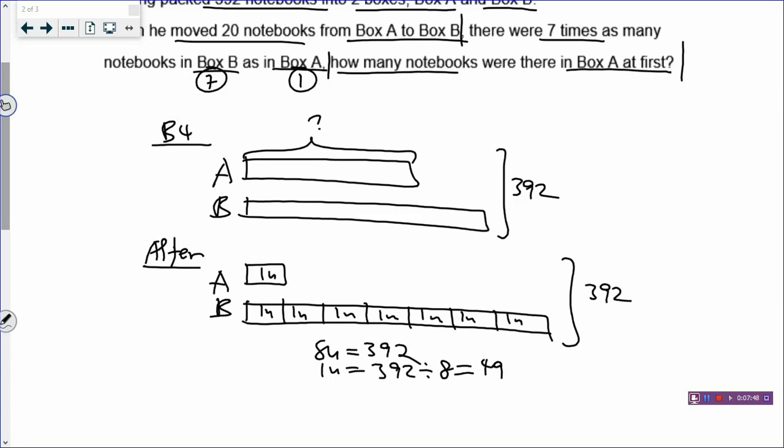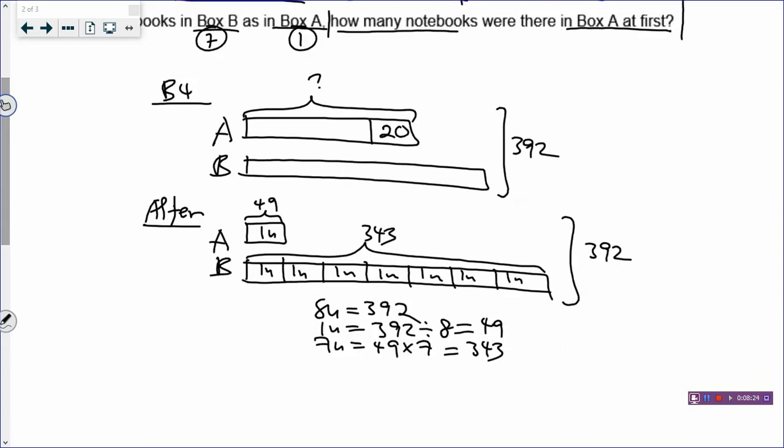And you can find a lot of things. Box A has how many at first? Box A has 49. Box A has how many in the end? 49. And box B has how many in the end? There'll be 7 units. So 7 units, you take 49 times 7 and you get 343. So box B has 343 in the end. Now remember, you take out 20 books from A and you move to B. Am I correct?